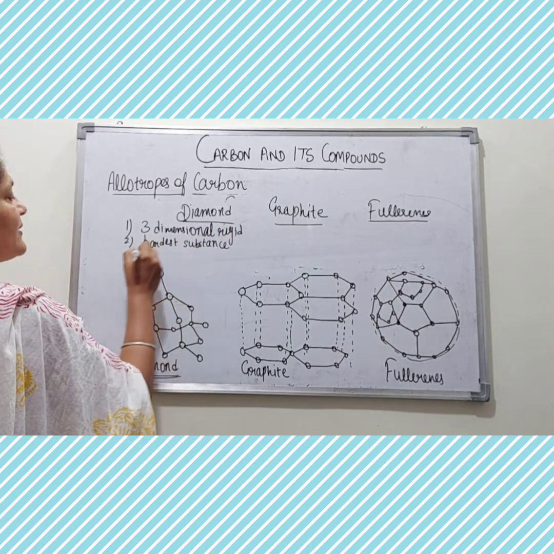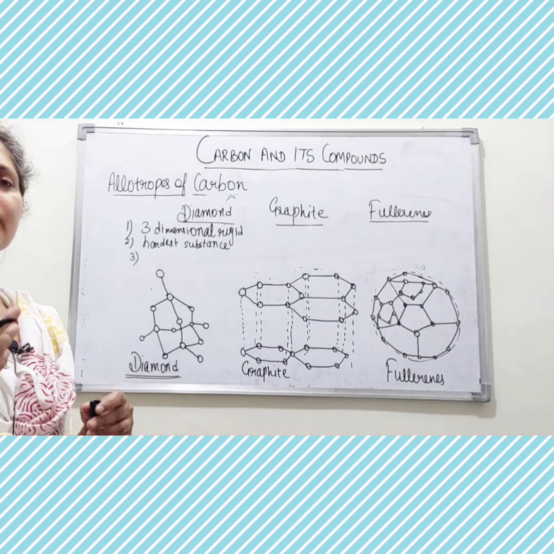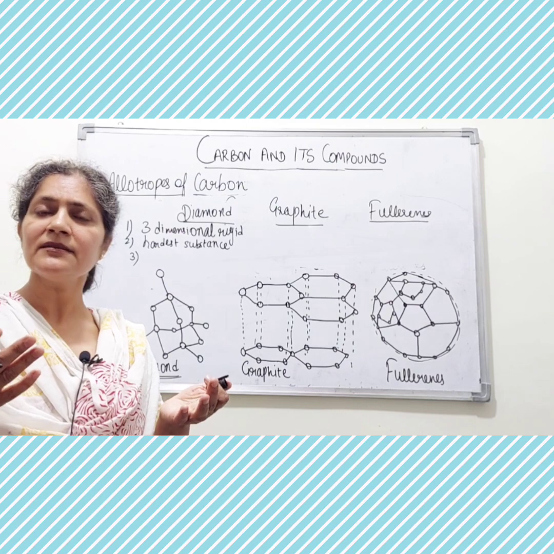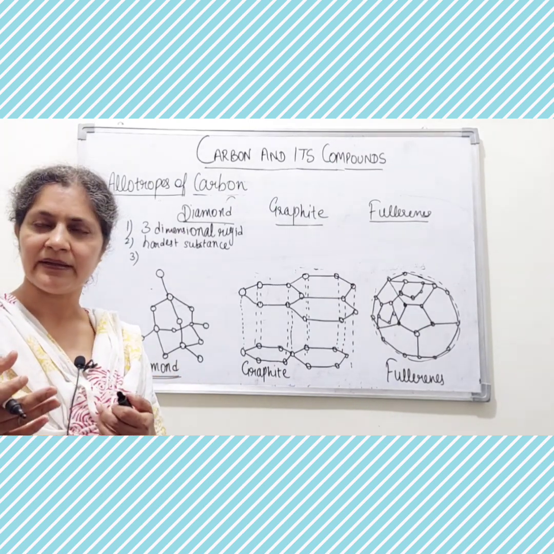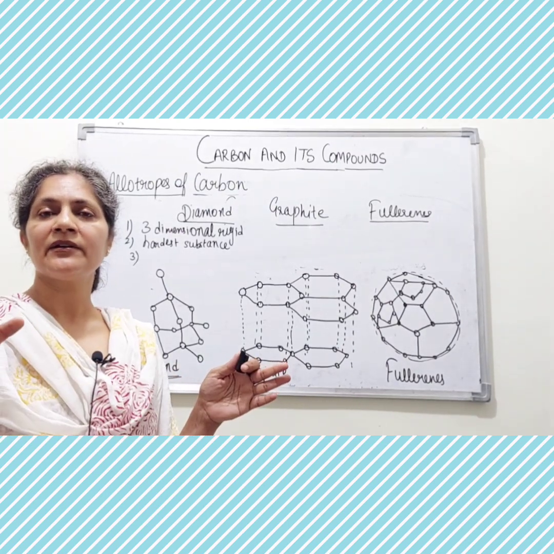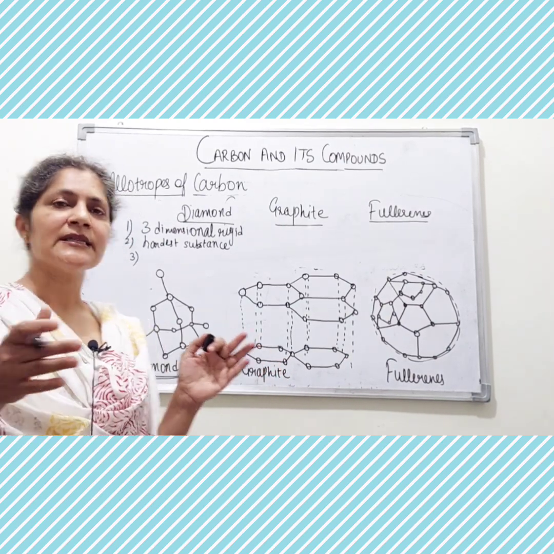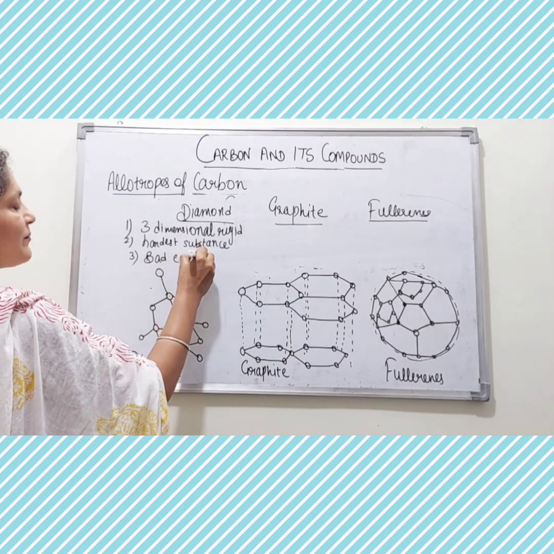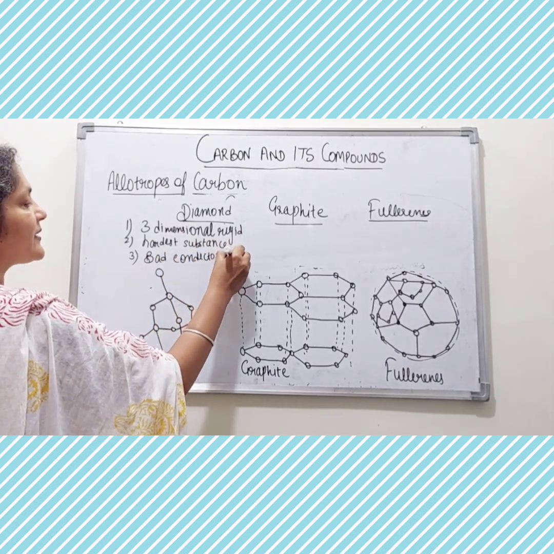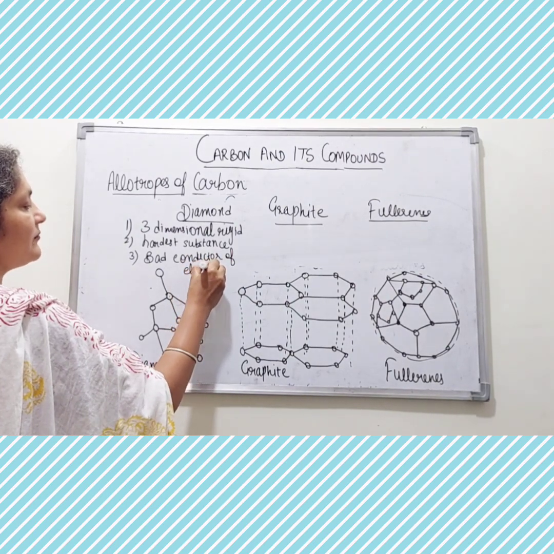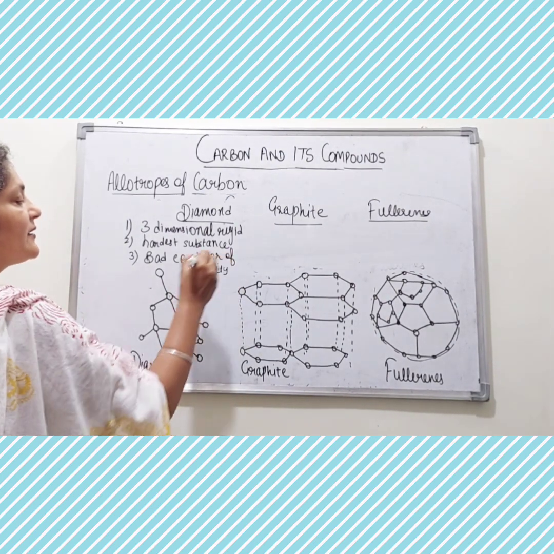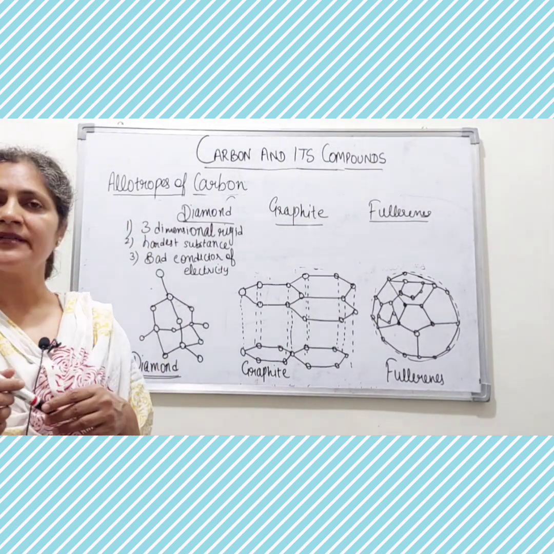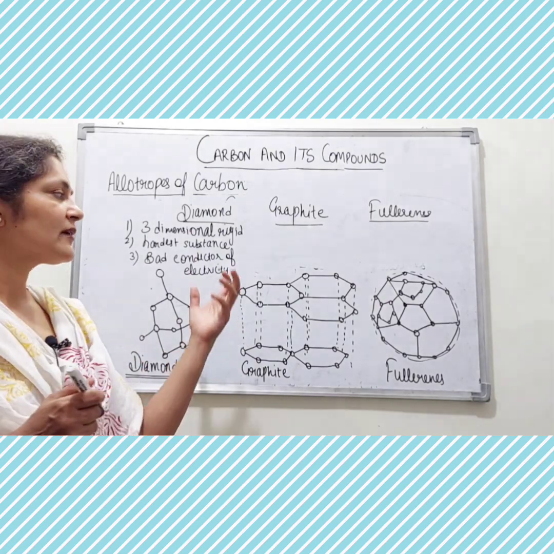Another thing is that carbon forms a bond with four other carbon atoms, so its outermost shell is complete and no electron is left free. So diamond is a bad conductor of electricity. It is hard, it is a bad conductor of electricity, and it forms a three-dimensional rigid structure.